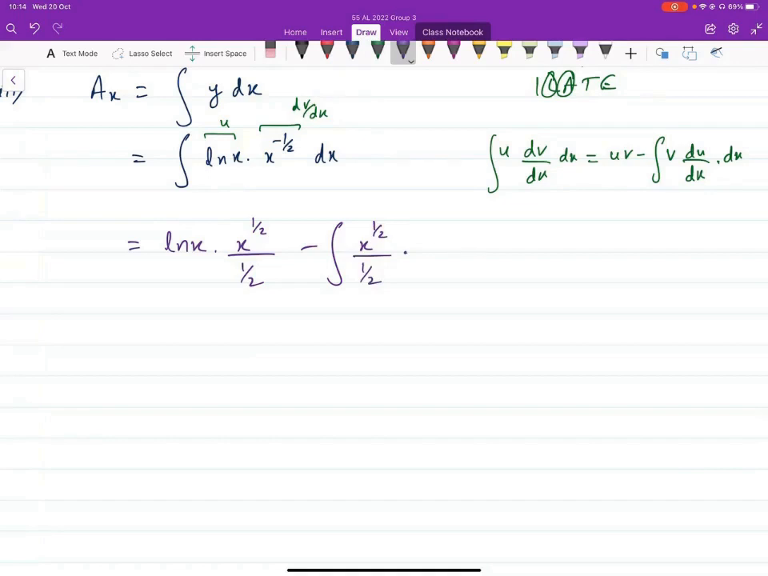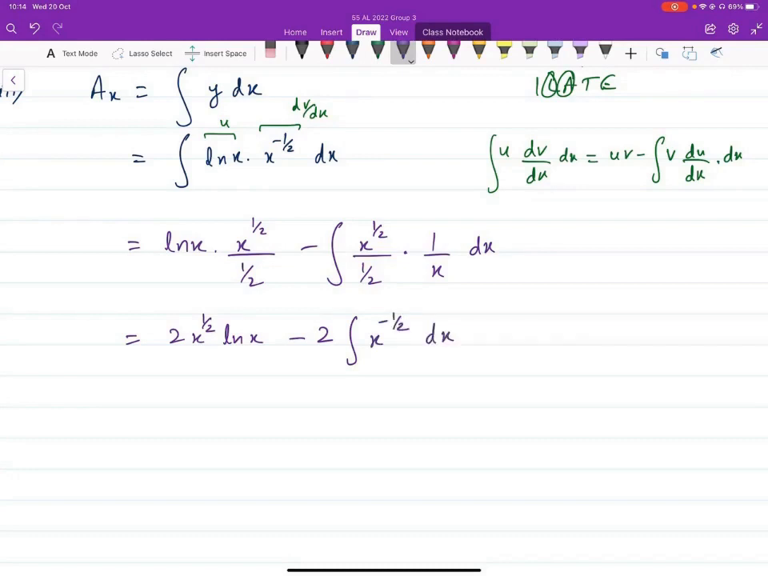What will the derivative of ln x be? 1 over x, and you've got dx there. Now this becomes 2x raised to power 1 over 2 into ln of x outside. Inside the integral now, this 1 over 2 here is a constant, so we take it outside. It becomes 2. What do we have inside? x raised to power 1 over 2 in the numerator, x in the denominator. It becomes x raised to power minus 1 over 2, right? 1 over 2 minus 1, you get minus 1 over 2 there.